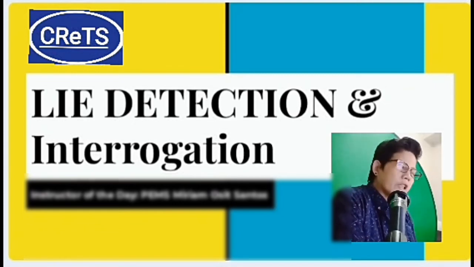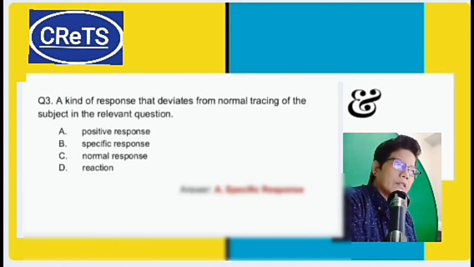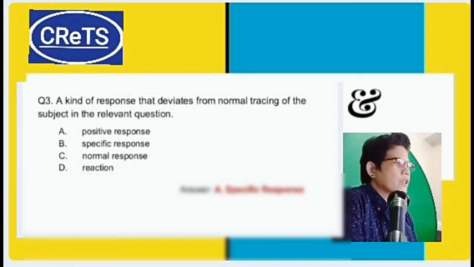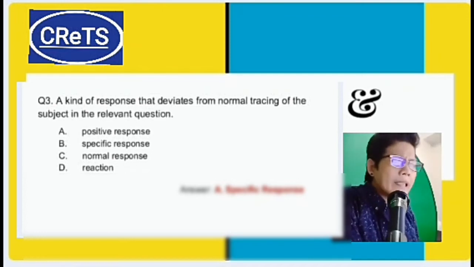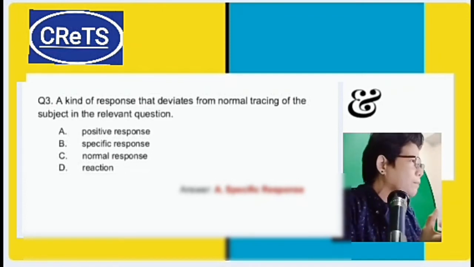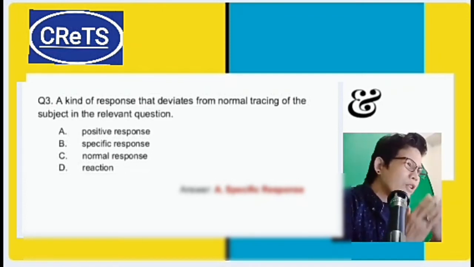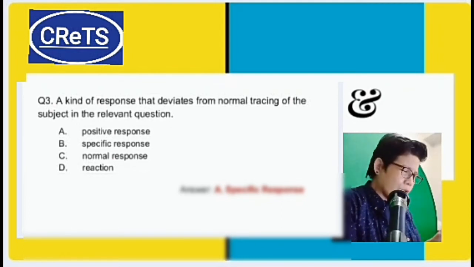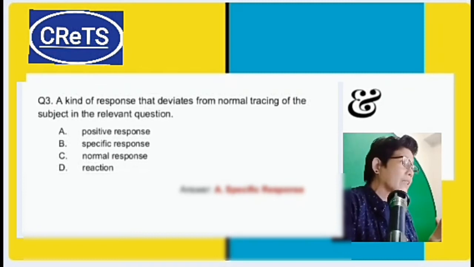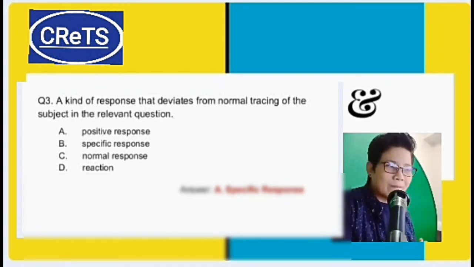Okay, polygraph examiner. Question number 3. A kind of response that deviates from normal tracing of the subject in the relevant question daw. Okay, you need to analyze. Isang uri ng pag-responde, no? Pero nililihis niya sa normal tracing. Bakit kaya? So, don't you notice, class, na laging may trick questions and mayroon ding panggulo na sagot.